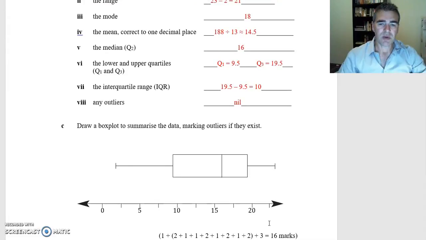If we draw a box plot for this data, there's our lowest score of 2, our highest score of 23, we've got our median of 18, sorry, not our median of 18, our median of 16, my mistake, our upper quartile of 19.5, our lower quartile of 9.5, we've got our box and whiskers there.